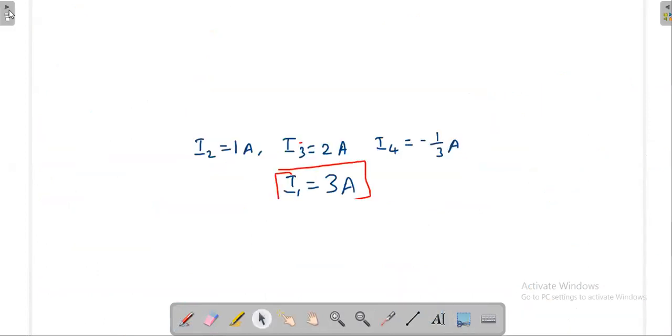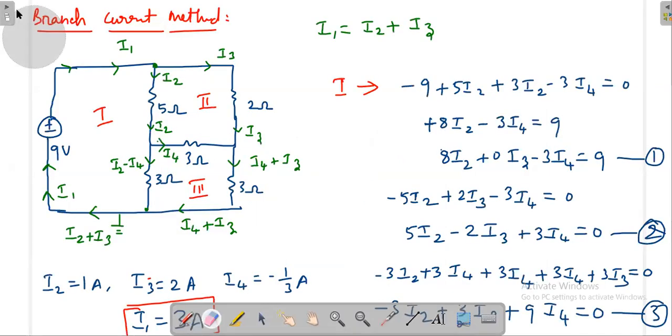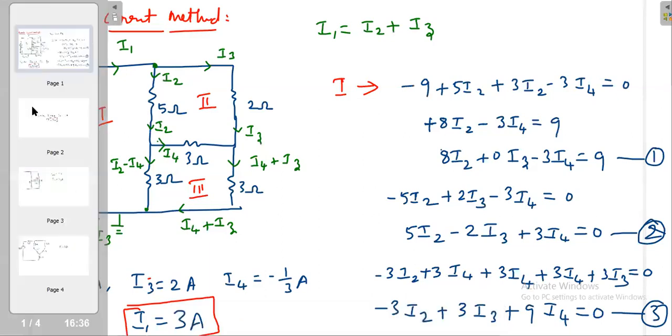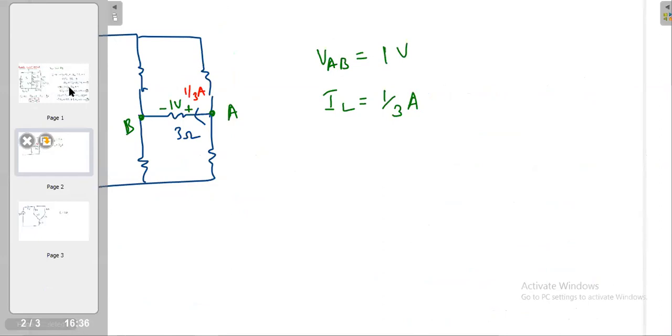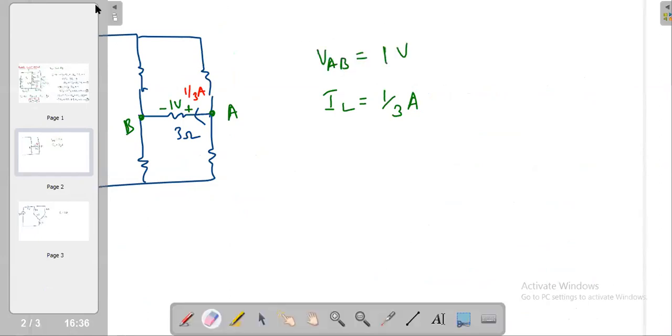Okay, it's not copying. Please wait. Okay, we'll write, I'll write that value here. Please wait a bit.